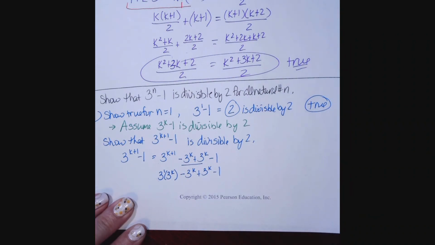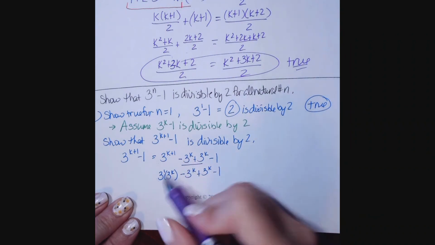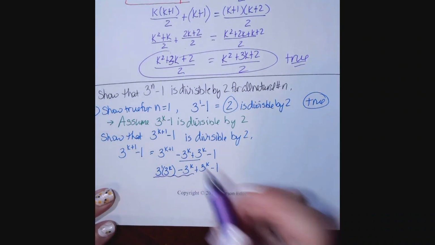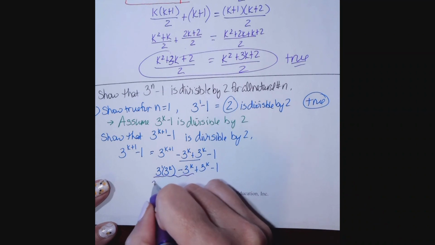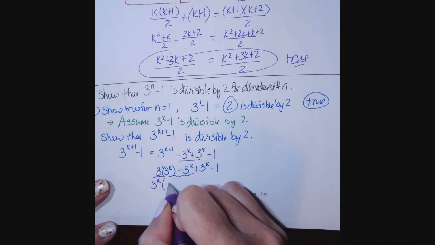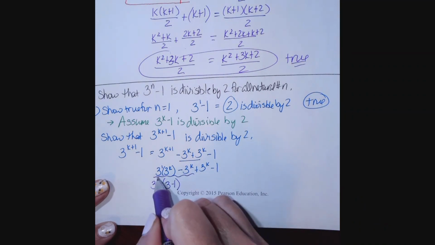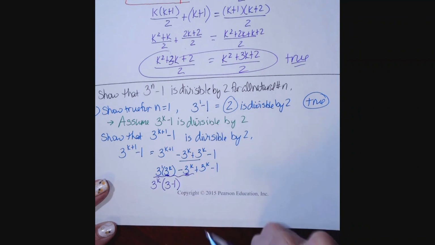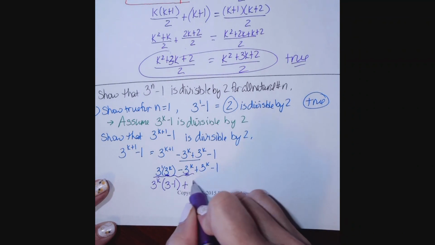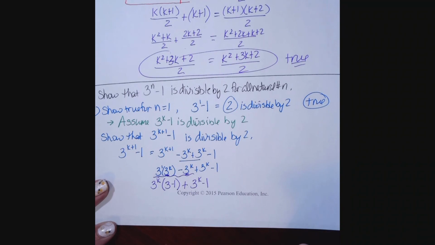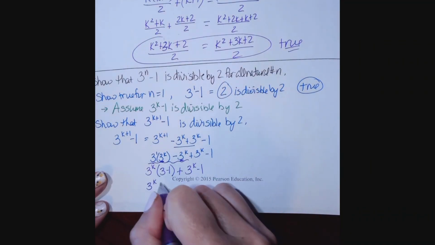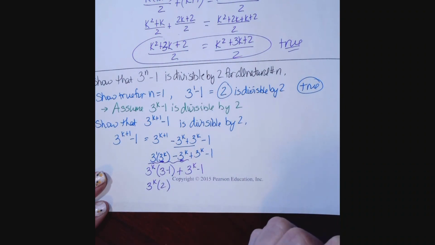Now I'm going to factor by grouping. So I'm going to group these first two together, and I pull out this 3 to the k. I group together 3 minus 1. Factor by grouping, I pulled out my common factor 3 to the k, and that leaves behind 3 minus 1. And then over here I have plus 3 to the k minus 1. Now, 3 minus 1 is 2. So I have 3 to the k times 2.